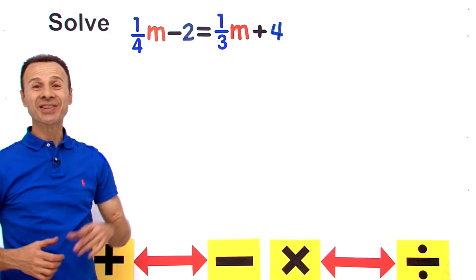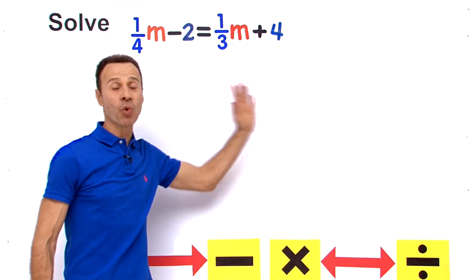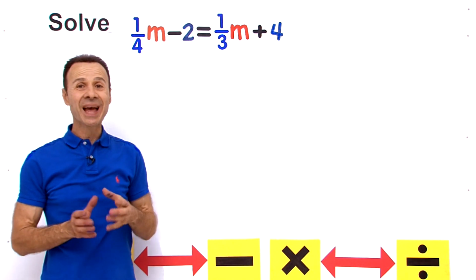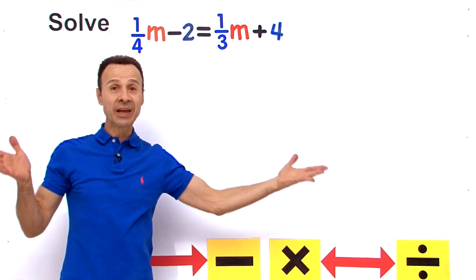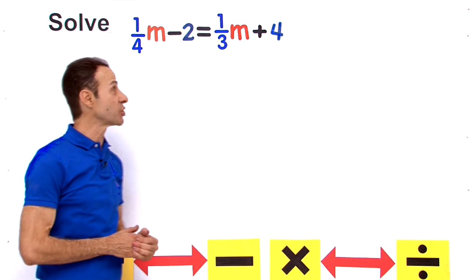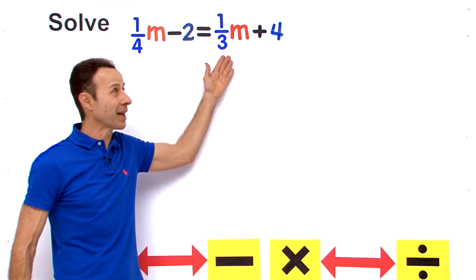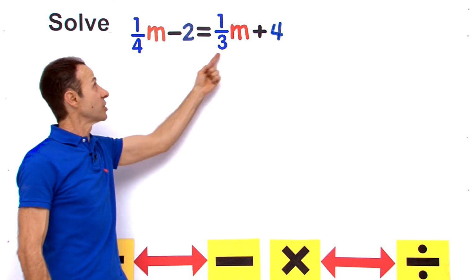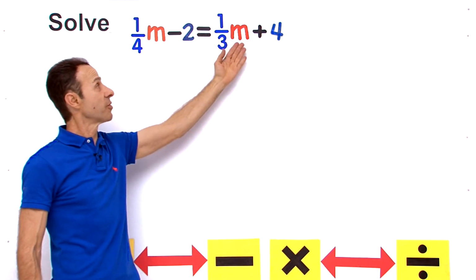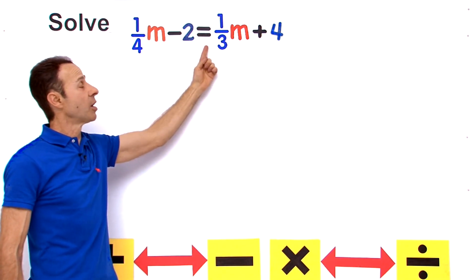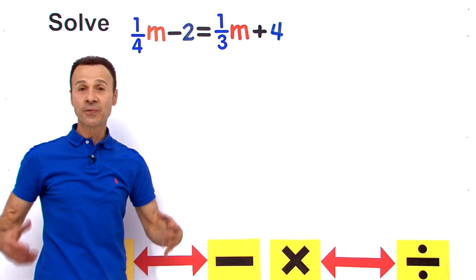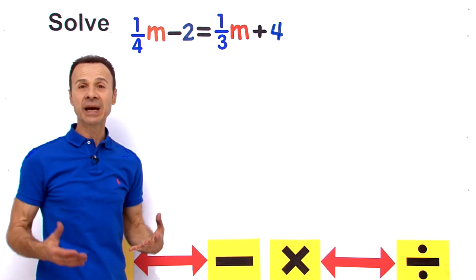All right, inside this exercise, we're going to solve this equation involving fractions and variables on either side of the equal sign. So I'll just read it to you. We have 1/4 m minus 2 equals 1/3 m plus 4. We have a fraction here, and we have a variable on this side and a variable on this side of the equal sign. So the first thing I like to do is eliminate the fractions.